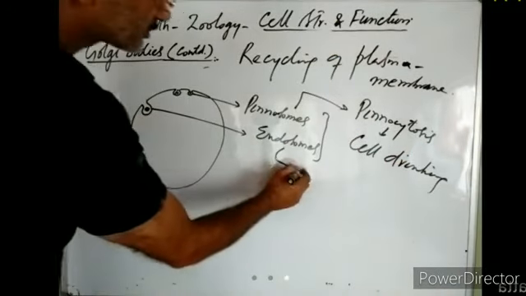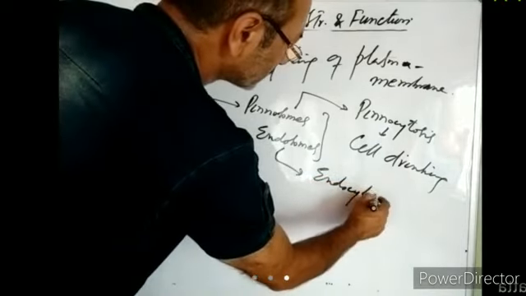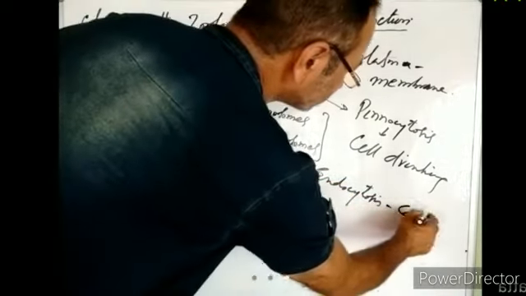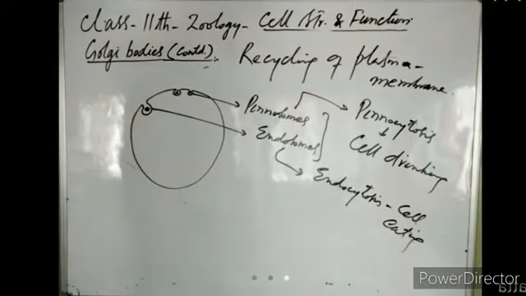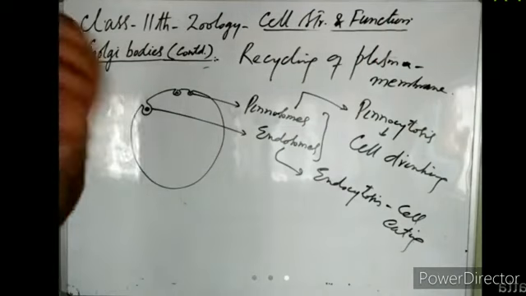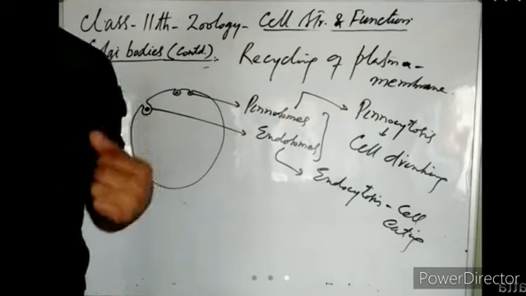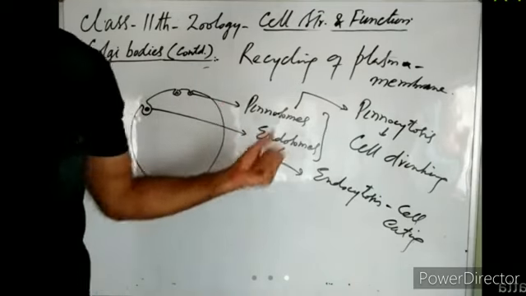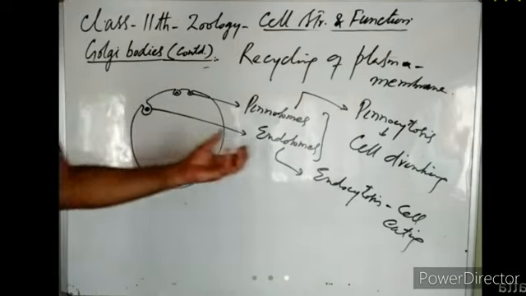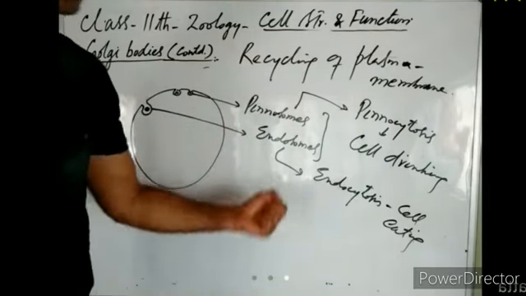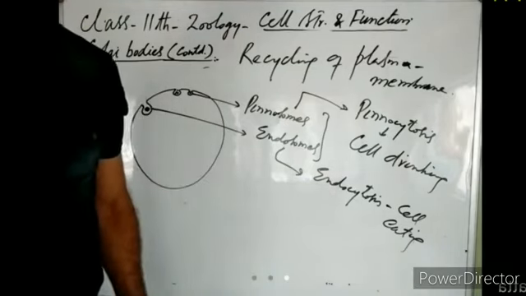And endocytosis, we also call it cell eating. So these are two continuous processes which are going on in animal cells. Animal cells are continuously making intake of liquid droplets from their environment by the process of pinocytosis. Animal cells are continuously picking up some solid particulate matter from their environment. That is known as endocytosis or cell eating.